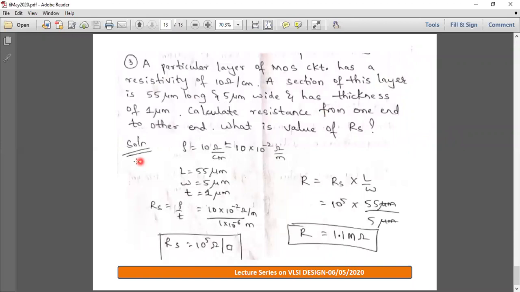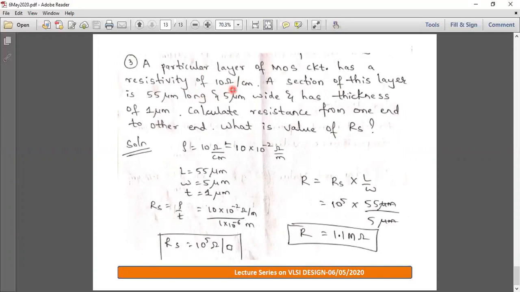Similarly, consider this example. A particular layer of a MOS circuit has a resistivity of 10 ohm per centimeter. A section of this layer is 55 micrometer long and 5 micrometer wide and has a thickness of 1 micrometer. Calculate the resistance from one end to the other end and what is the value of RS, that is, the value of sheet resistance. So first let us list the given data.